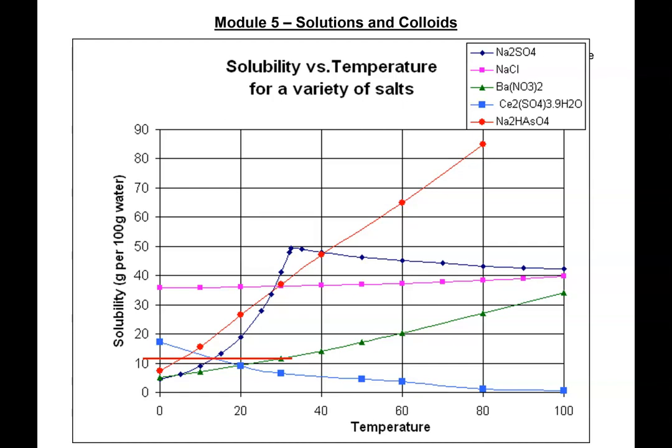So we draw a horizontal line now on the axis of solubility at about 12, and we see where it intersects our red line, which is the sodium biarsenate line, and that turns out to be roughly 6 degrees. If we look at our temperature graph, it's only graded in every 20 degrees, and this is about halfway, perhaps a little more than halfway between 0 and 10, so I'm going to call it 6 degrees Celsius.